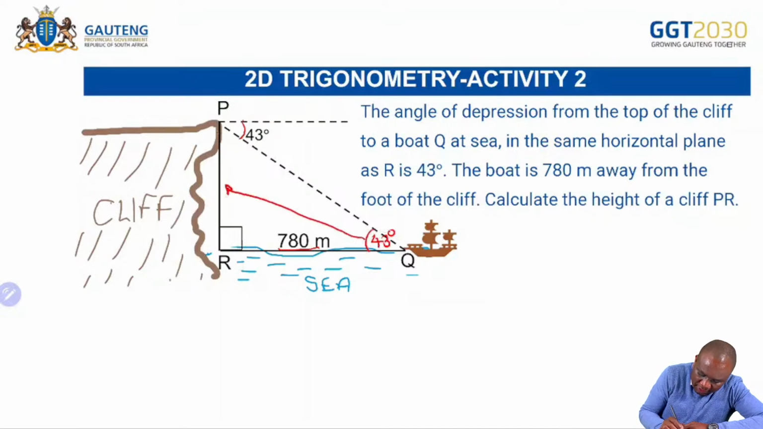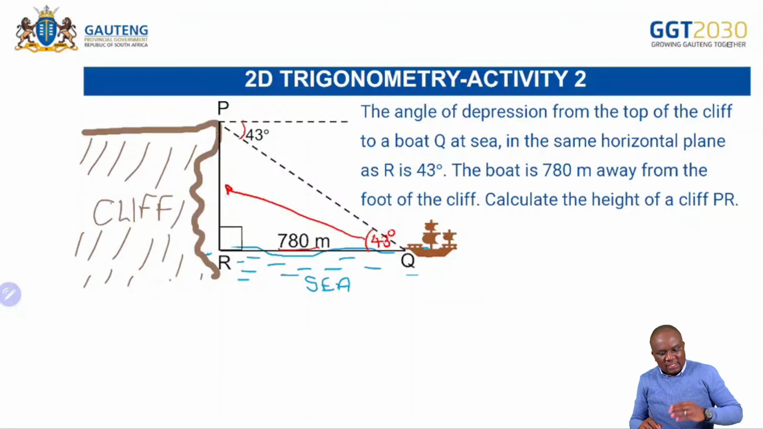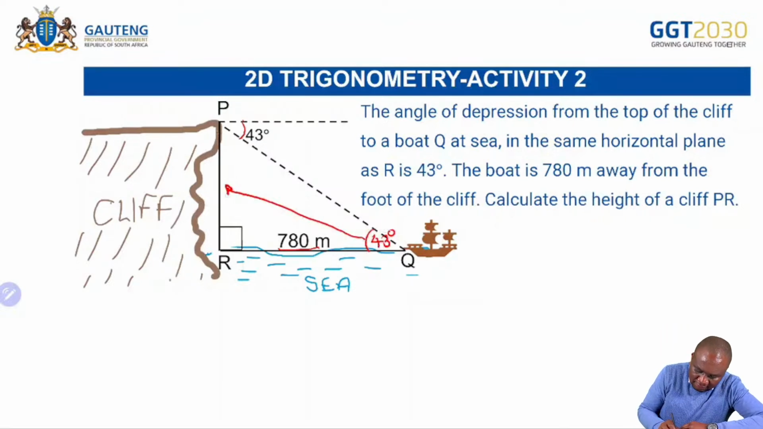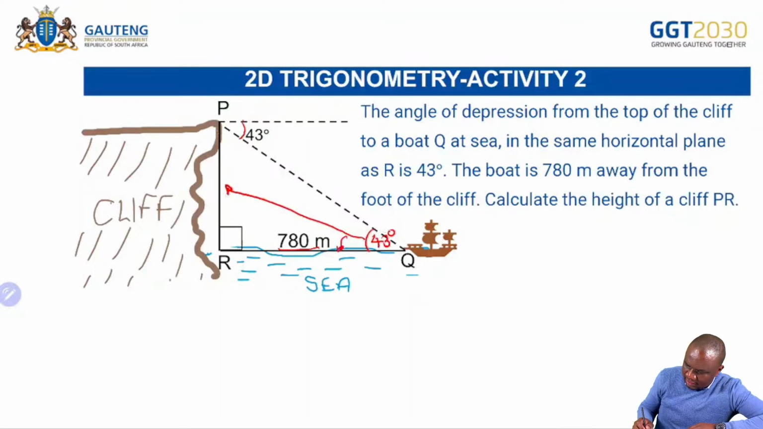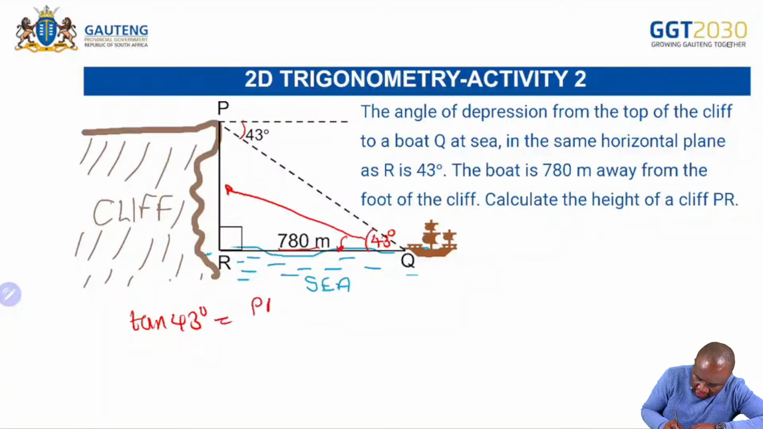We want PR, the height of the cliff, and we have RQ, which is the adjacent side. PR is opposite 43 degrees. Which trig ratio are we going to use there? The tangent of the angle. So tan 43 is equal to PR over RQ, which is 780.